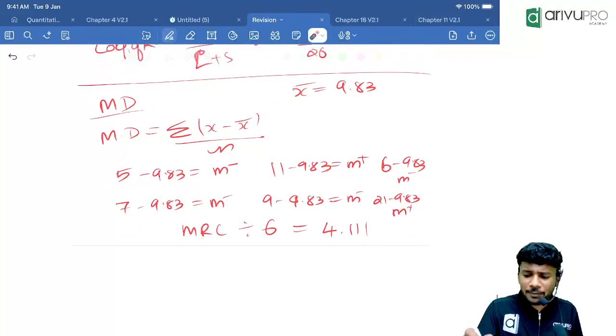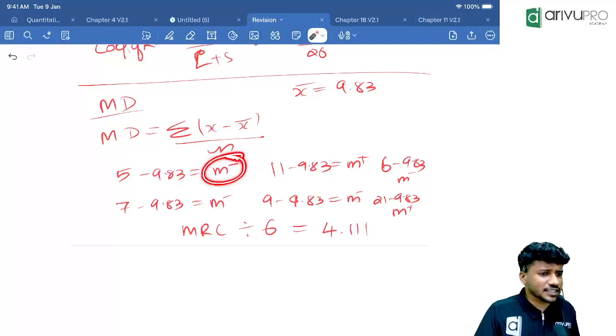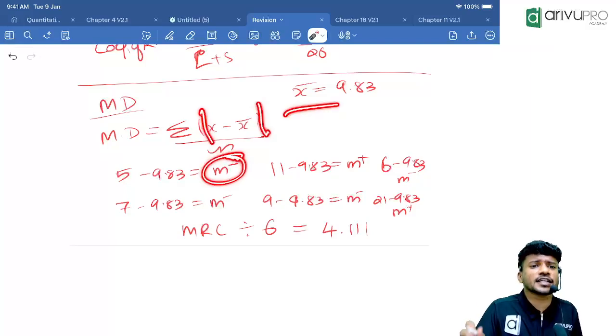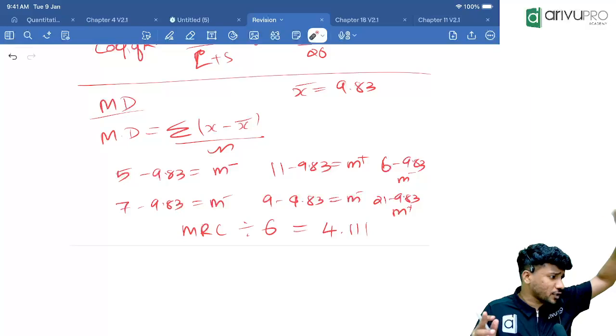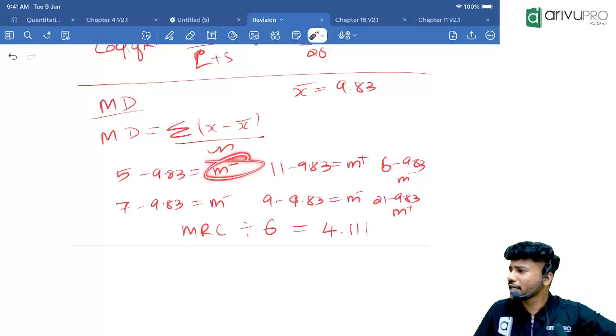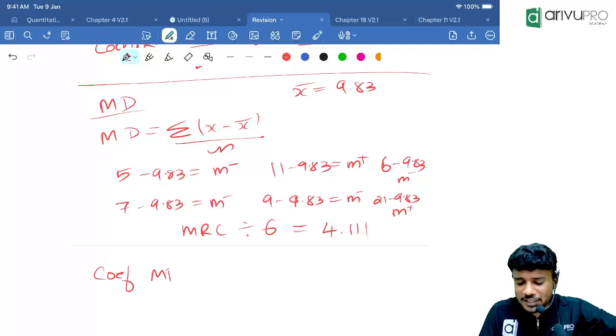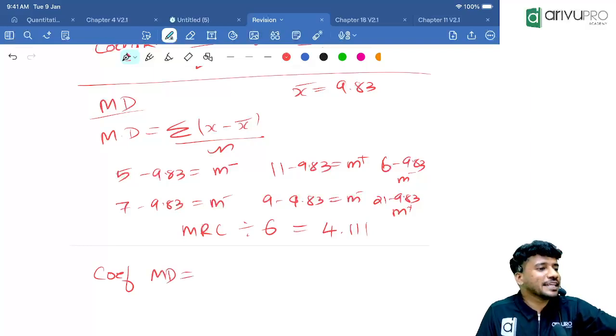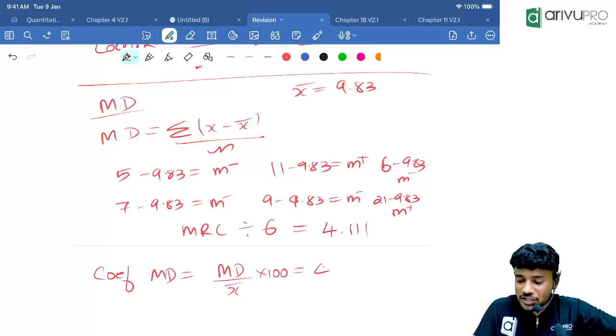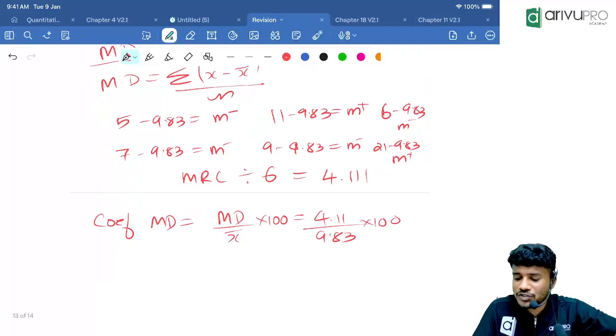Why did I click M minus, people? Just for our calculation's sake. Since modulus is there, we need to write it as a positive value. In order to write a negative as positive, you click M minus. Then the coefficient of mean deviation formula is what, people? Mean deviation divided by x bar into 100. Mean deviation is 4.11 divided by 9.83 into 100. How much is the value?